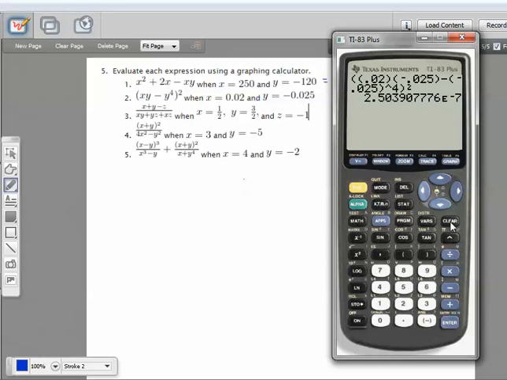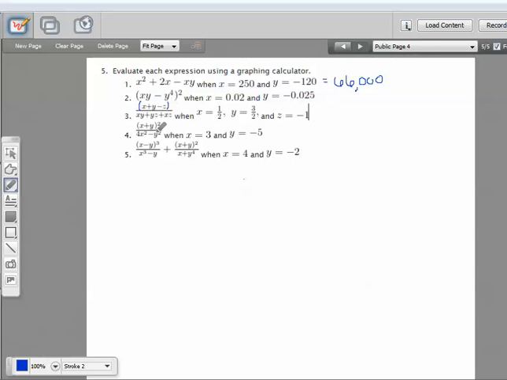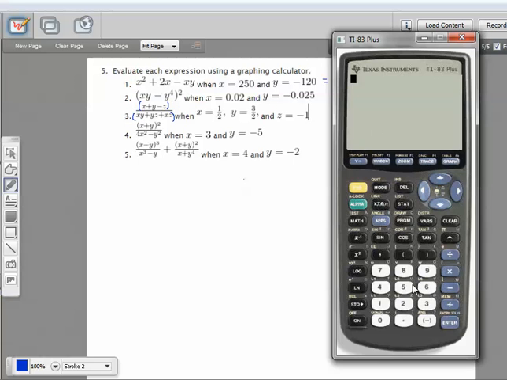For number 3, I'm going to clear that out. Again, parentheses are super important, so I'm going to need parentheses here and parentheses here when I type this into my graphing calculator. So x is 1/2. And if I'm going to keep it in fractions, I'm going to have to put parentheses around each fraction there. Plus y, which is 3/2, minus z, which is a negative 1.